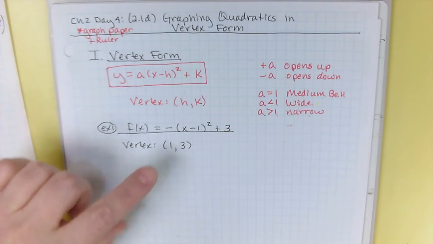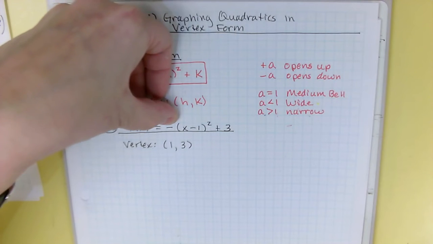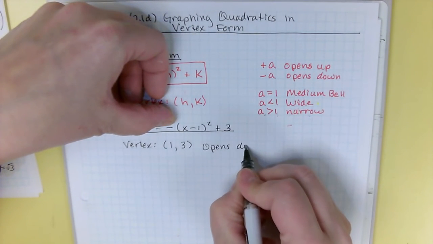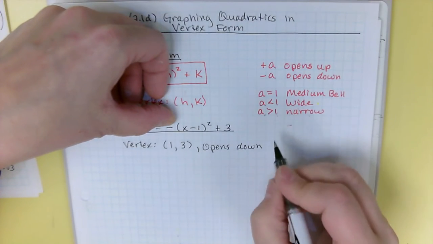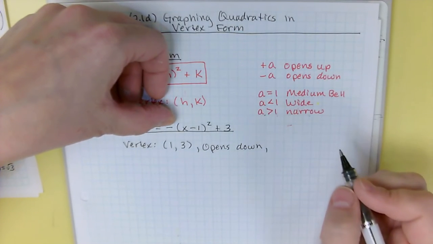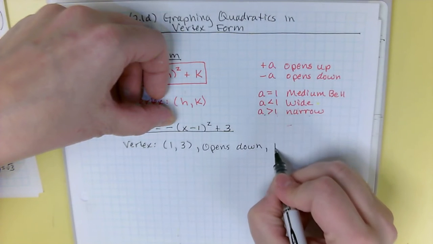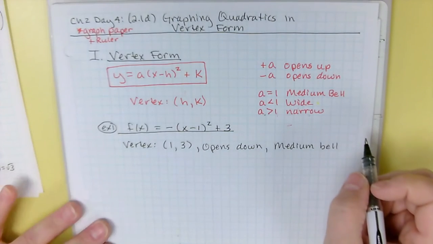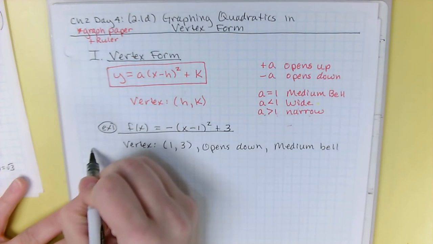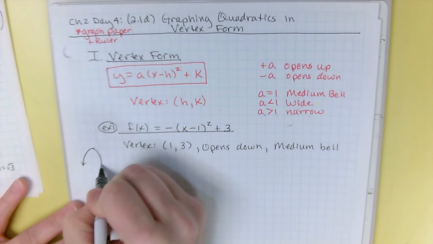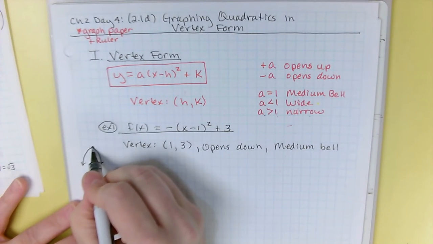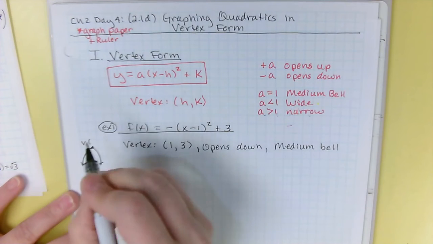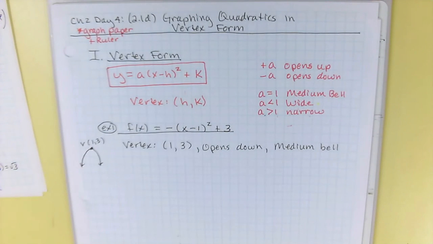Now, in this case, my a value here is a negative 1. So this one opens down. And the a is a negative 1, so it's going to have a medium bell. So if we do a little sketchy thing over here, we've got a parabola opening downward with a medium bell and a vertex at 1, 3.